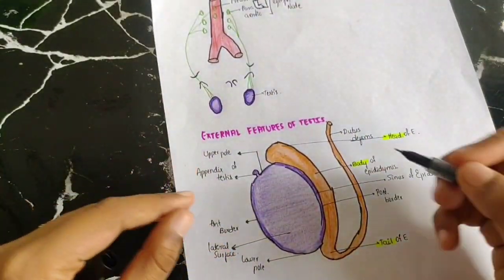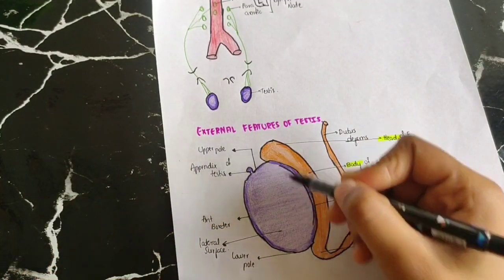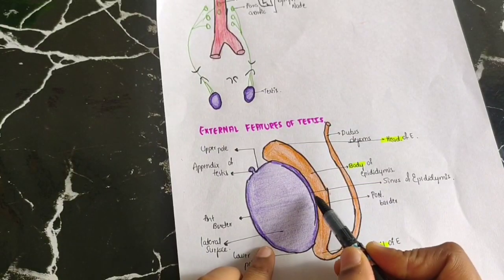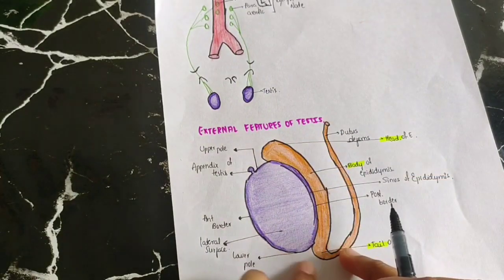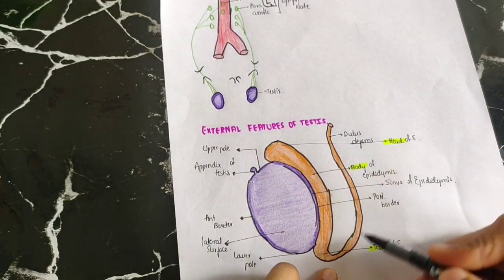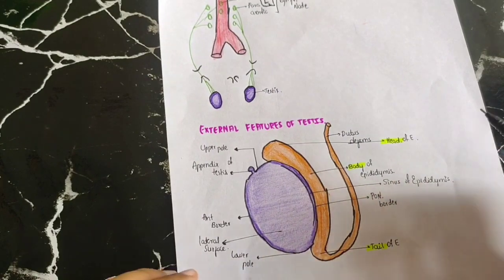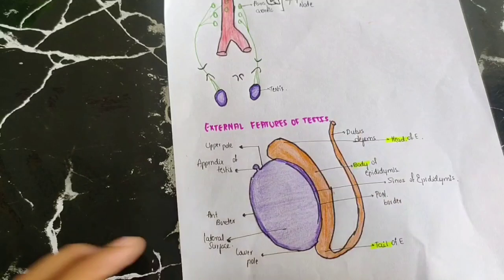And the external features of the testis can be depicted in this image. This is the upper pole, this is the lower pole. This is the anterior border, this is the posterior border where we find the sinus of epididymis. On top of this, there will be the epididymis: head, body and tail. This is the ductus deferens, where the epididymis further continues as the ductus deferens. And this is the lateral surface; the medial surface is not seen in this 2D image.